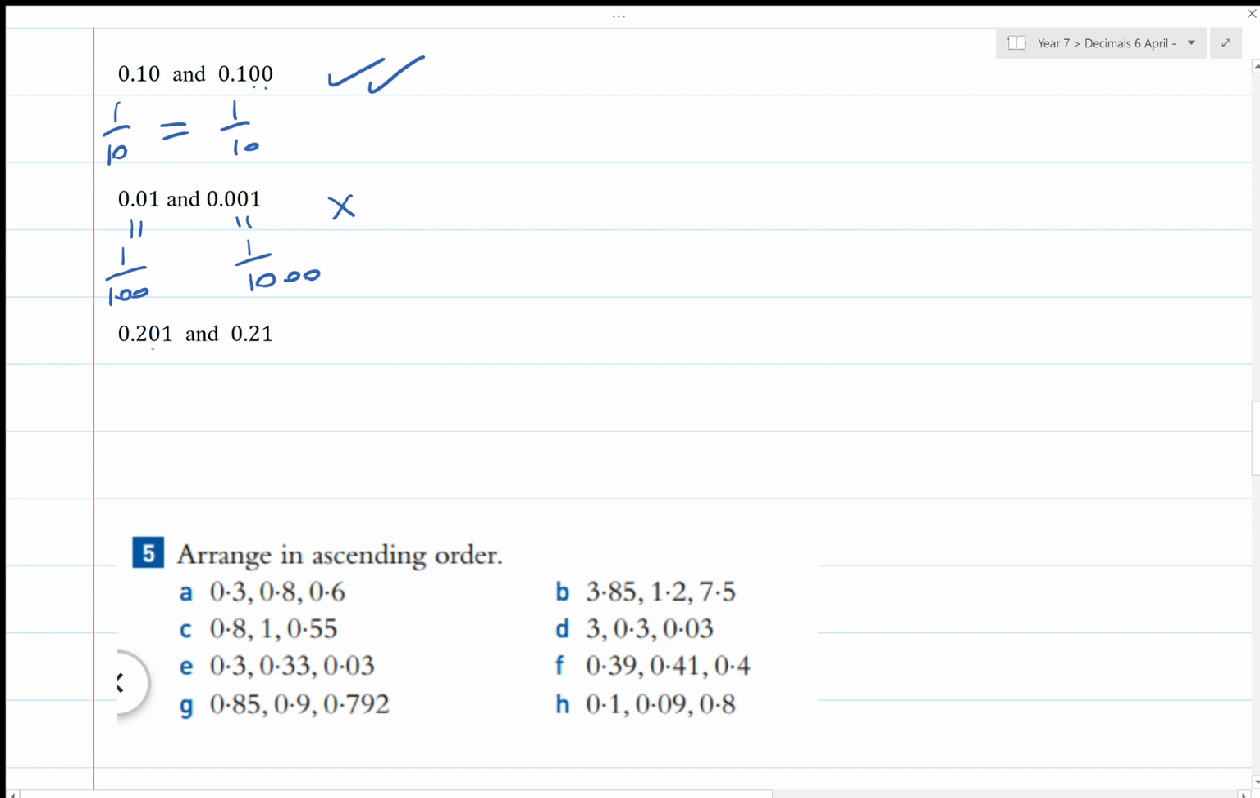What about these two? Again, the 0 changes things. This one is 1 1,000th. This one is 1 100th. They are not the same. Okay, place value matters. Position matters.